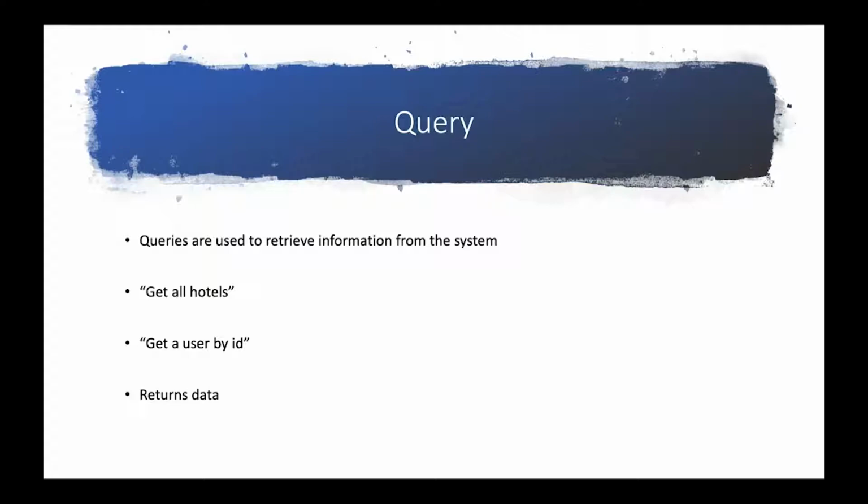A query, on the other hand, is used to retrieve information from the system. A query could be like get all the hotels in the system, or it could also be get a user by ID. The key thing about a query is that it returns some data from the system. Since queries only retrieve information from the system, they are often faster than the commands because they don't have to do any business logic.